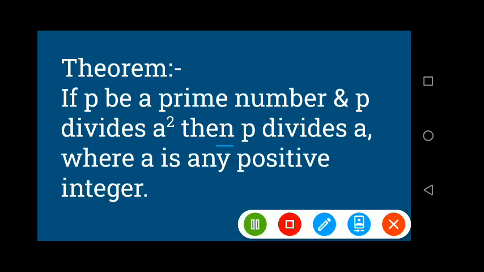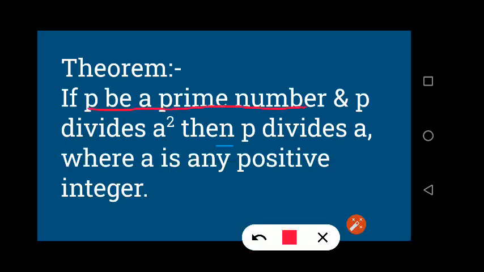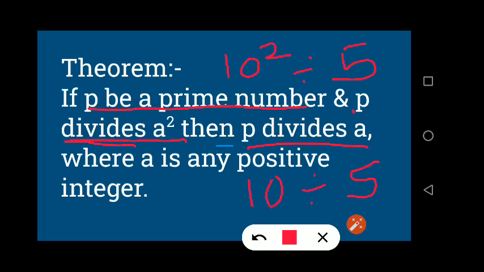The theorem says that if p is any prime number and p divides a square, then p divides a also. For example, suppose 5 is the prime number p and it divides 10 square, which is true. Then the theorem says that 5 divides 10 also. It is also true. 10 square is 100 and we can divide 100 by 5. On dividing we will get 20, and here we can divide 10 also by 5 and we will get 2.